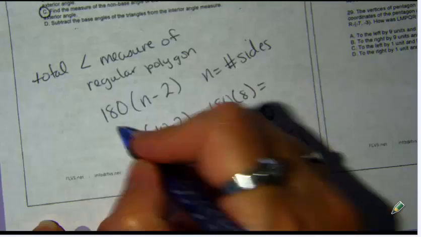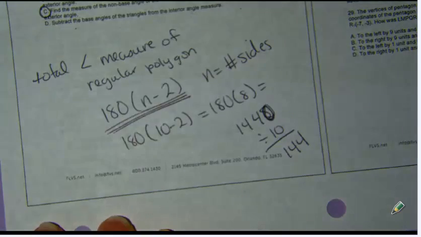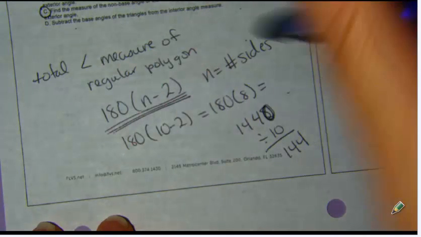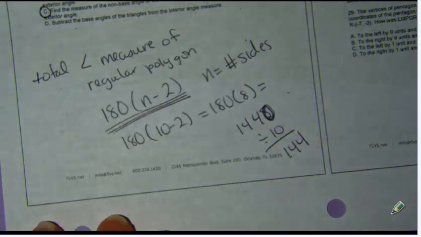So this is that formula. The whole decagon is 1440. It's the circle inside that's made up of the triangles that is 360. Does that help? I think so. Okay.